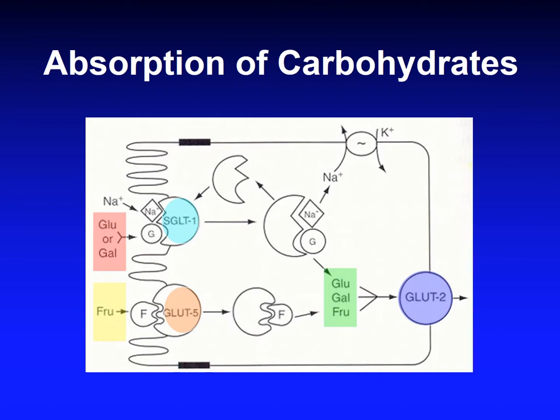Glucose and galactose will require a specific carrier or vehicle to get them inside the cell, and that's SGLT1. Fructose needs GLUT5. Once they are in the cell, all three sugars will need a carrier protein, GLUT2, that gets them from the inside of the enterocyte to the lumen of the blood vessel. Done with carbohydrate digestion and absorption.